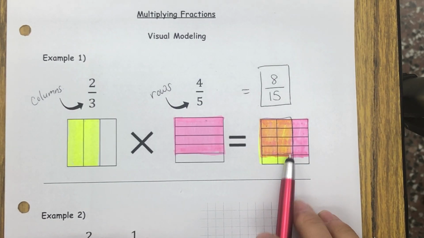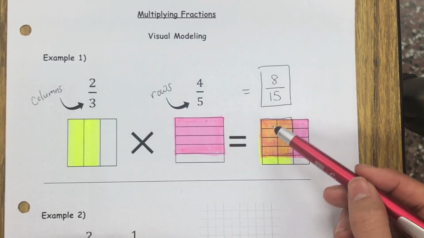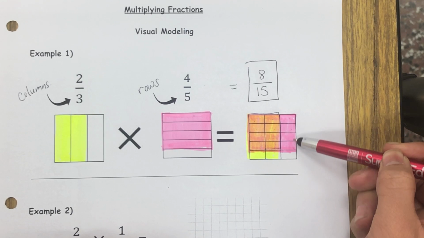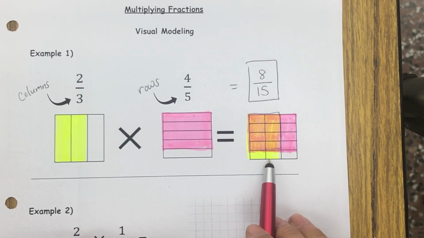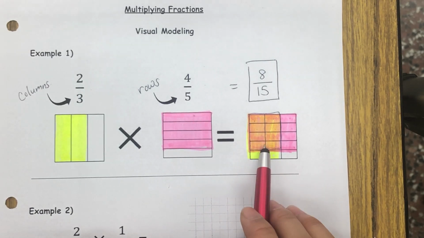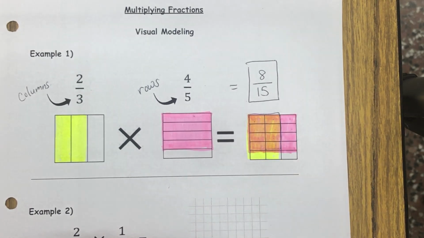Again, with the model, we're looking at what is double shaded. This area right here is double shaded, and there are 8 boxes. These boxes only have pink, these boxes only have yellow, and this one's not even shaded. So we're looking at the 8 double shaded out of the 15 total boxes.